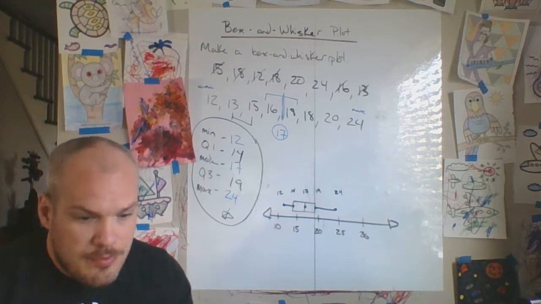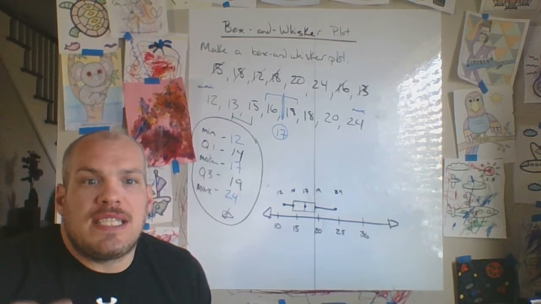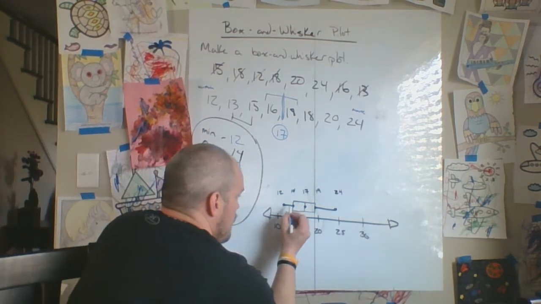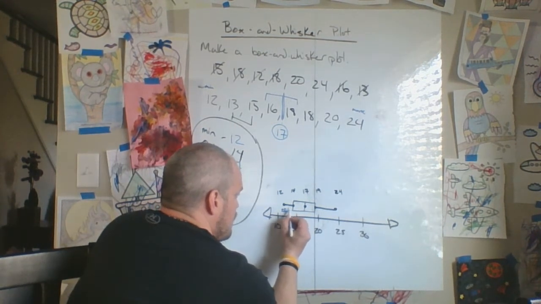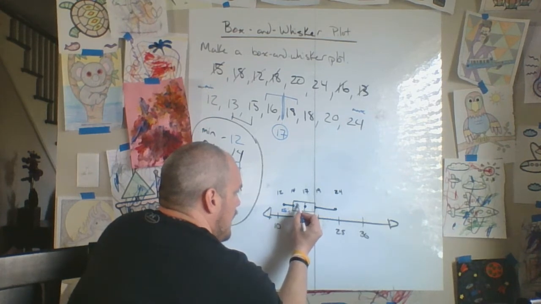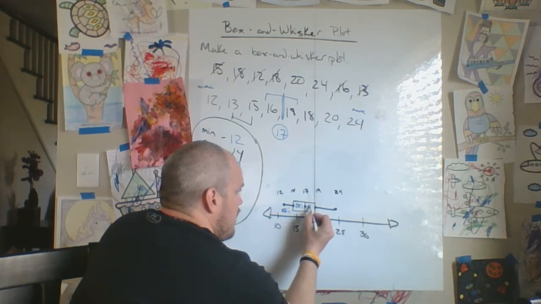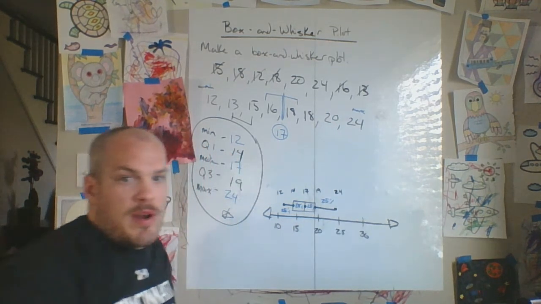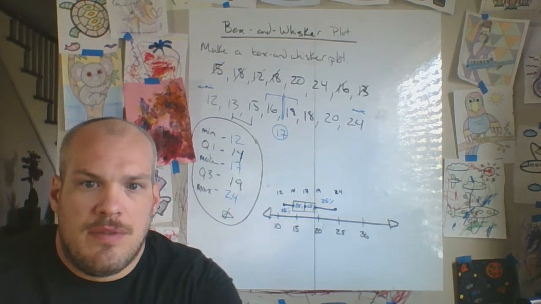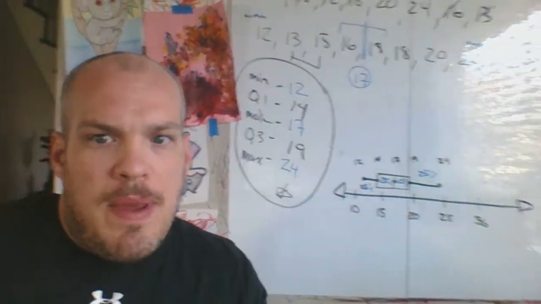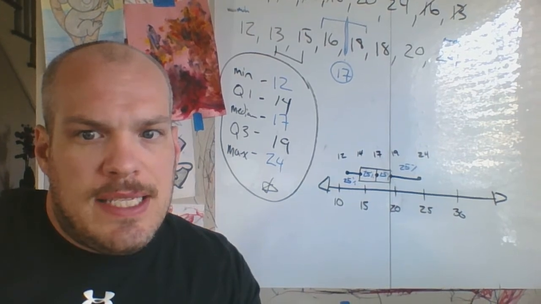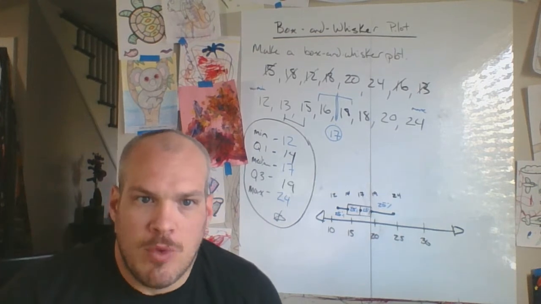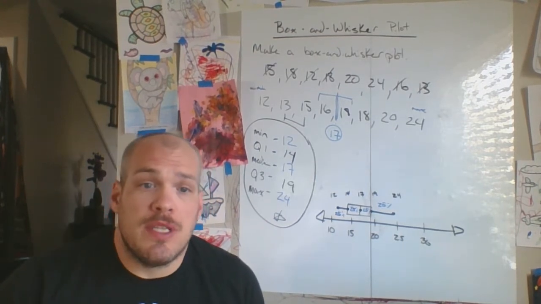Now, what does this do? The box and whisker plot breaks up our data into sets of 25%, meaning this whisker here has 25% of the data. This initial box has 25% of the data. This upper box has 25% of the data, and this upper whisker has 25% of the data. So basically what it does is it chunks our information. This allows us to understand where someone is falling.